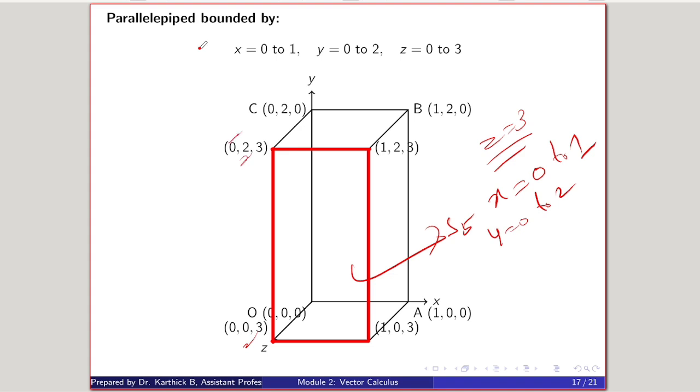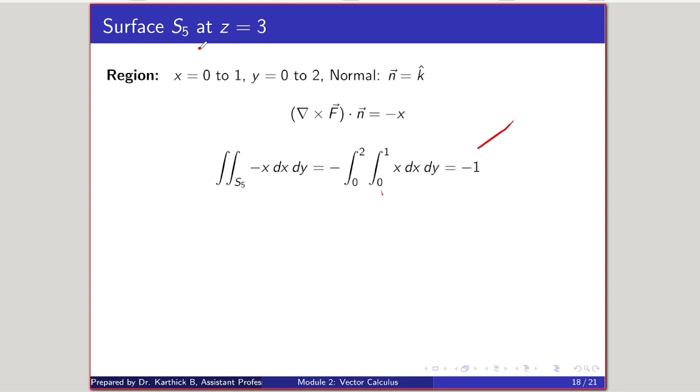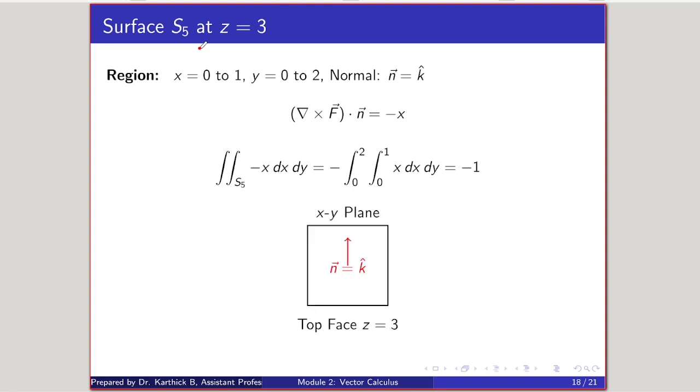X moves from 0 to 1. So with this, what will be the normal vector? It will be outward like this, to the z axis. Z axis means k vector, so here it will be k vector. Then usual procedure, we multiply with that, I'm getting minus x. Then we will go for the double integration part. While x will be the limit from 0 to 1, y will be having the limit from 0 to 2, then finally I'm getting minus 1. Then this will be the graph.